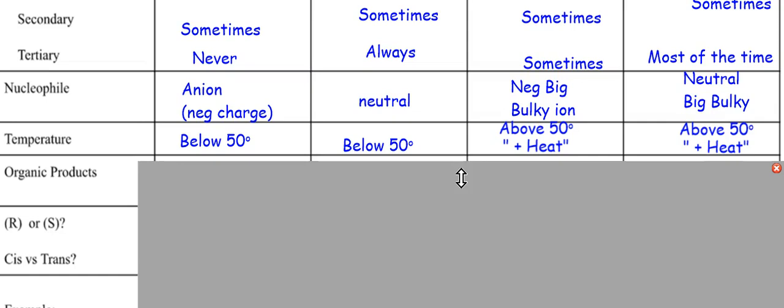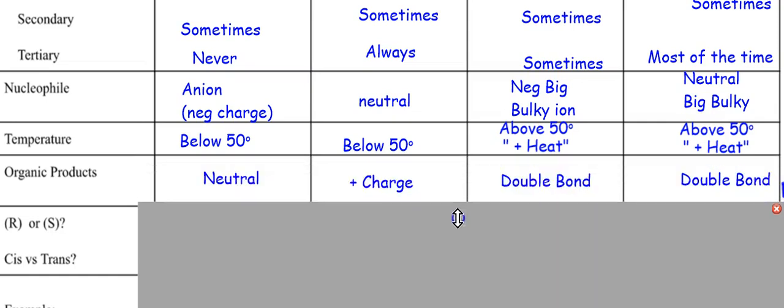So organic products: if you have an SN2, because your nucleophile is negative, your organic product is neutral. In SN1, your nucleophile is neutral, so your organic product has a positive charge. But if you want to remove the H plus from there, you can, and then you can make it neutral, but that's an extra step, and we've already talked about that. Notice that your organic products in elimination are double bonds. They're your alkenes. So make sure you know that if it's elimination, you need to have a double bond someplace, okay?